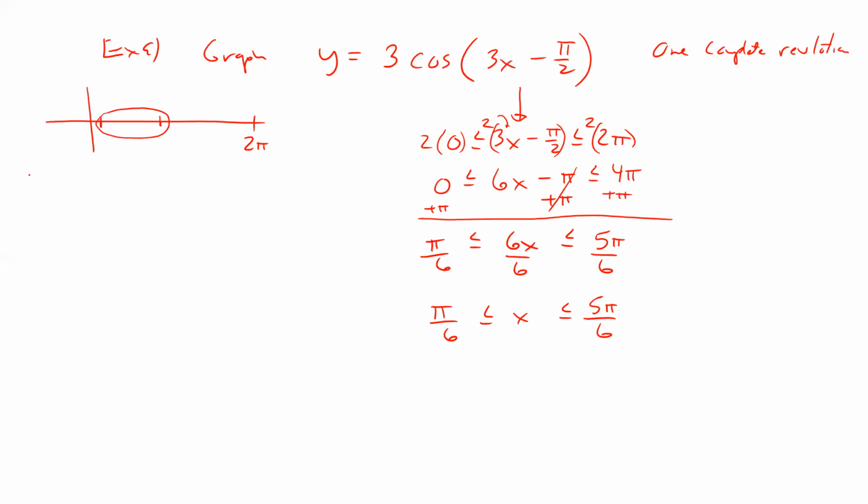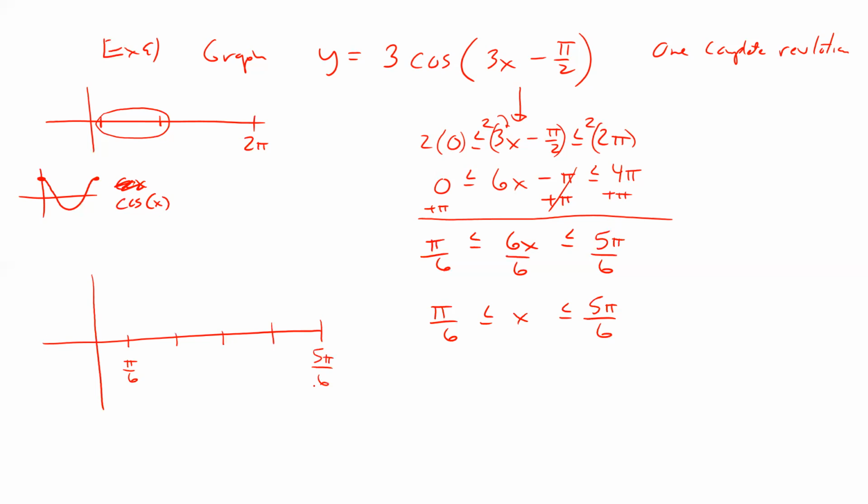So let's go for it here. Cosine starts high, right? It goes down and comes back up to high. There's my cosine of x. Cool. So pi over 6 is here. So 2 pi over 6, 3 pi over 6, 4 pi over 6, 5. I like it because then everything is in terms of just pi over 6.